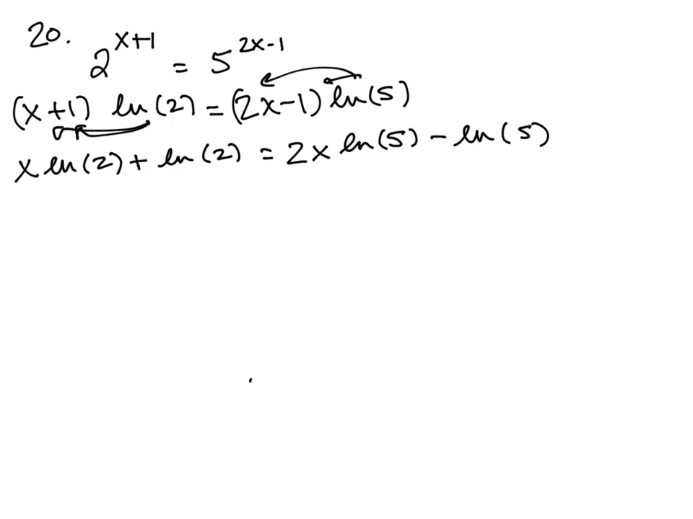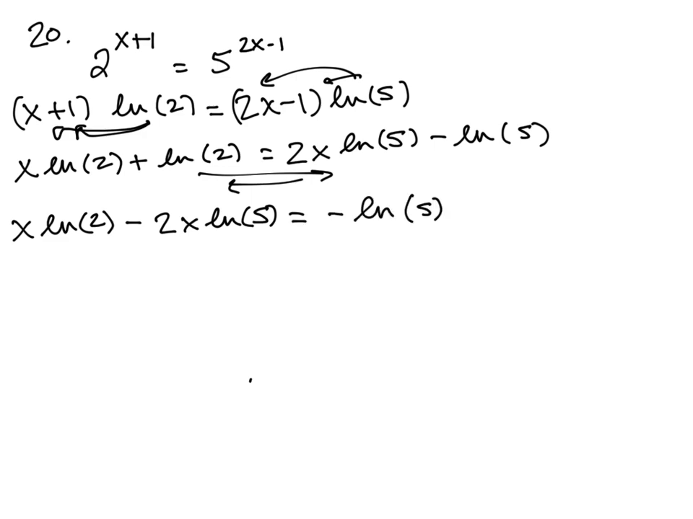Now what do we want to do? Move all the x stuff to the left, move everything without x to the right. And really, you're okay to just change signs as long as you do change signs. Okay, so I want it to say x natural log 2 minus 2x natural log 5 equal to negative natural log 5 minus natural log 2. Now what?